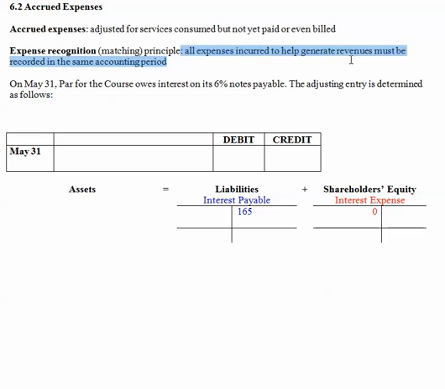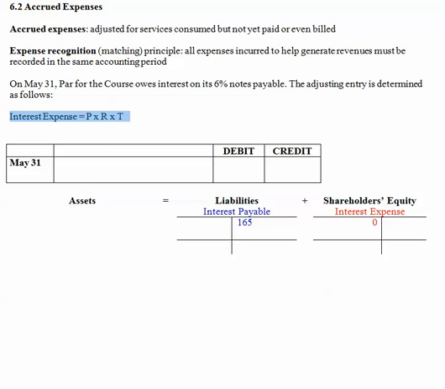You have to estimate them sometimes. So all expenses incurred to help you generate revenues must be recorded in that same accounting period. But more simply said, if you've gotten the service, you've got to record the expense. So let's go through this adjusting entry where Par for the Course owes interest on its 6% notes payable. Well, what we have to recall is that interest is calculated by a formula, P times R times T.